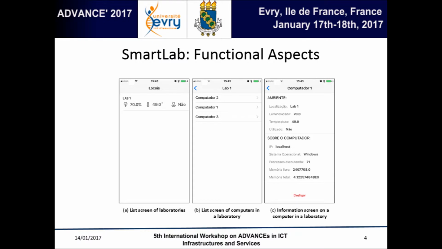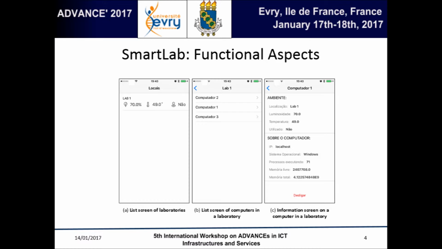This slide shows some screens of the mobile application that is used by the lab managers. The first screen displays the list of labs that the Smart Lab is managing. The second screen is displayed when a lab is selected. On this screen are all the computers that are currently connected in the selected lab. When you select a computer, the third screen appears.